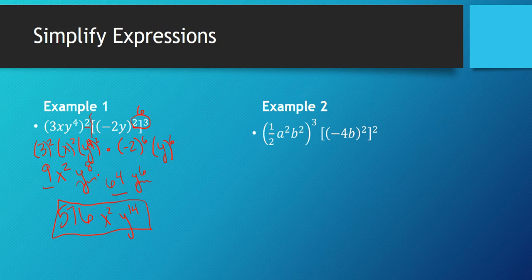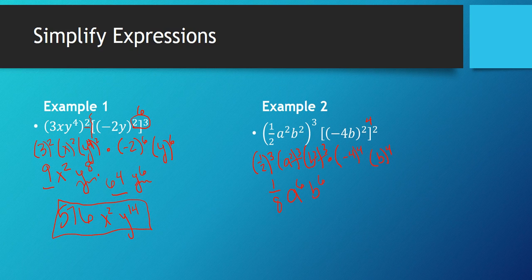So same idea on this example. This first part, every term is going to get an exponent of 3. And the second part, I have two exponents again. So 2 times 2 is 4. So I'm actually going to do the fourth exponent to everything. So 1/2 to the third power is 1/8. Exponent with an exponent on the a, so I multiply and I get a to the 6th. Same with the b.